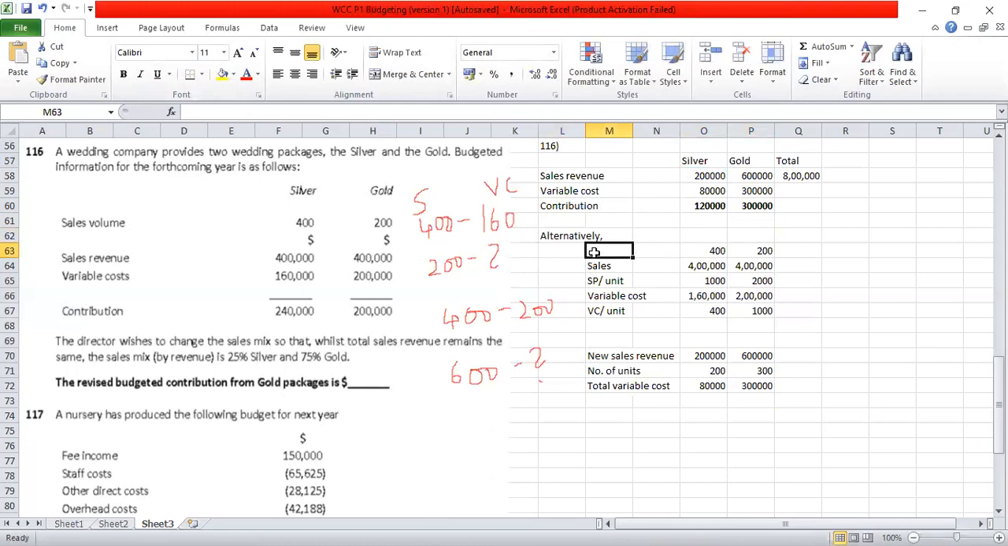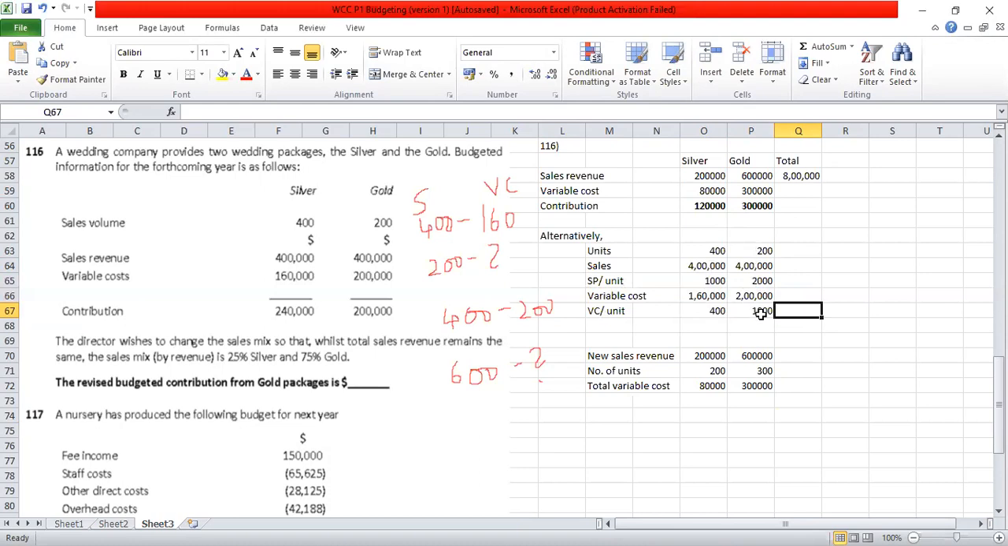These are volume or units for silver and gold, 400 units and 200 units. If the sales at present are 400,000 and 400,000, then the selling price per unit comes out to be 1,000 and 2,000. That is, 4 lakhs divided by 400 units is 1,000, and here it is 2,000. Variable cost is also given to us as 160 and 200,000. So we also got variable cost per unit.